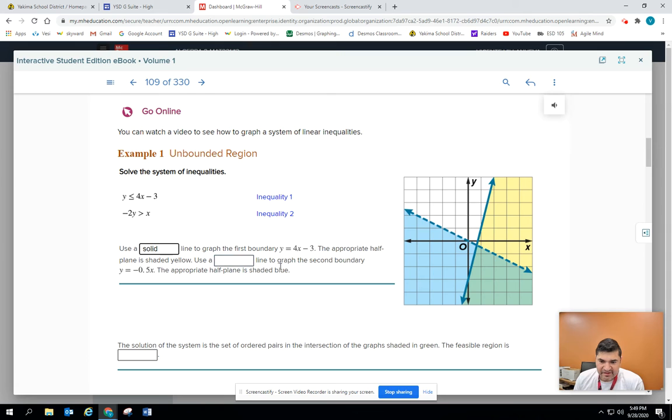Use a dashed line to graph the second boundary, y equals negative 0.5x. The appropriate half plane is shaded blue.